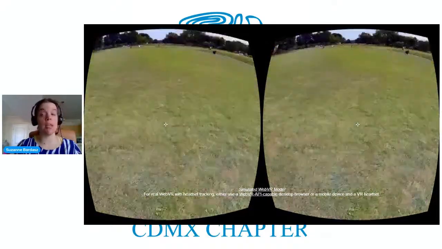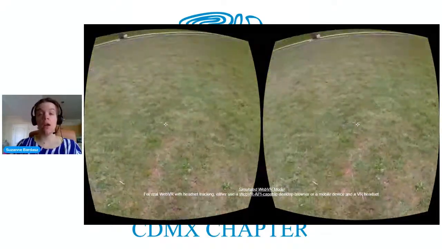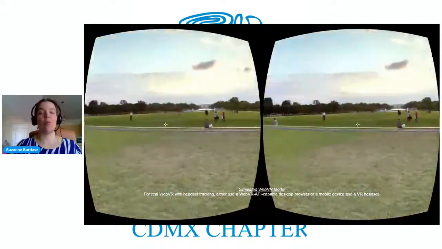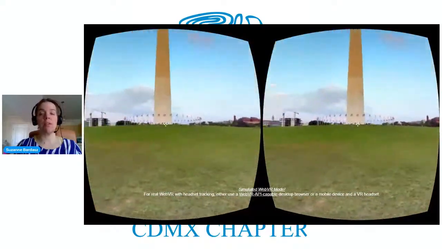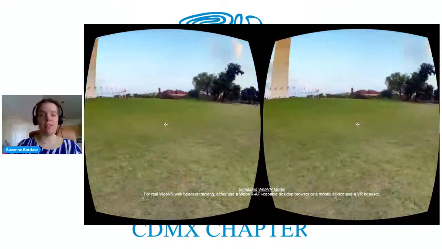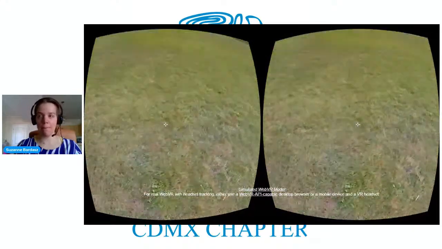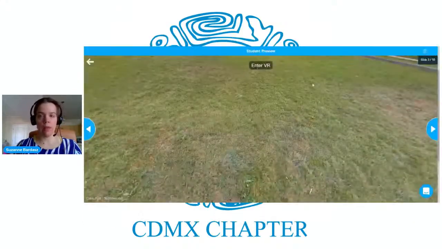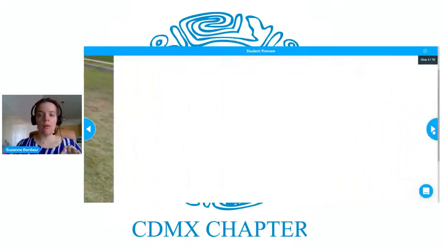This is where people would stand to see what it looks like from the president's perspective. Here's the Washington Monument and so on. Okay, all right, so we've fixed that.